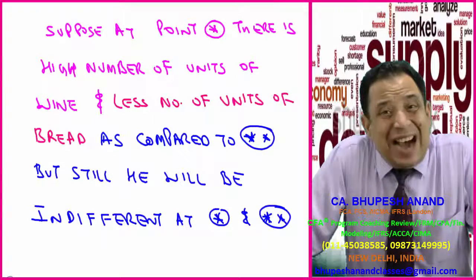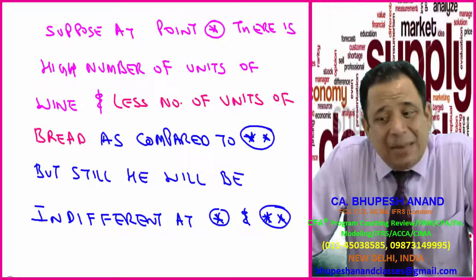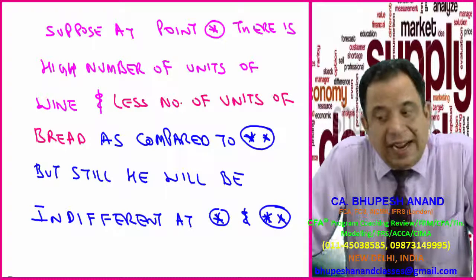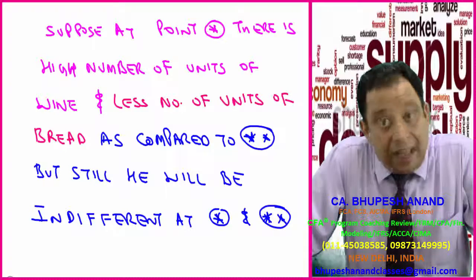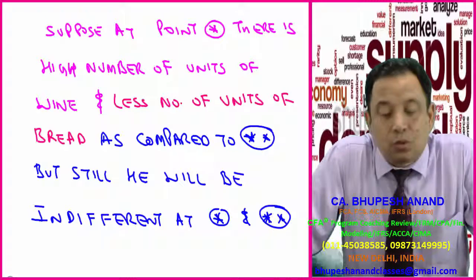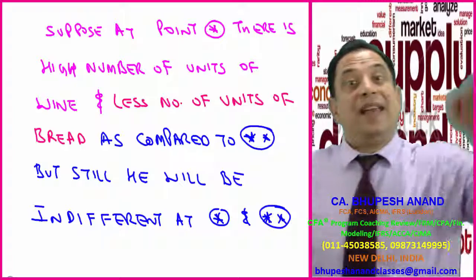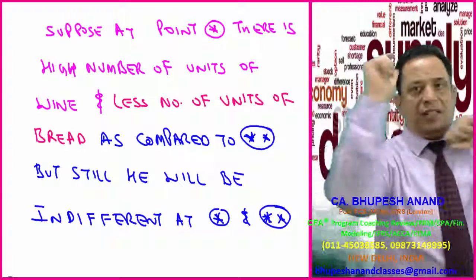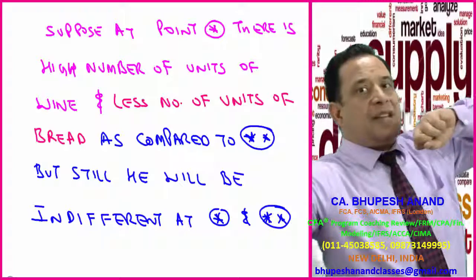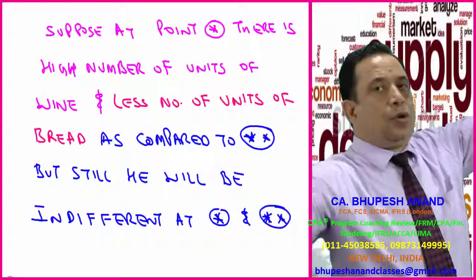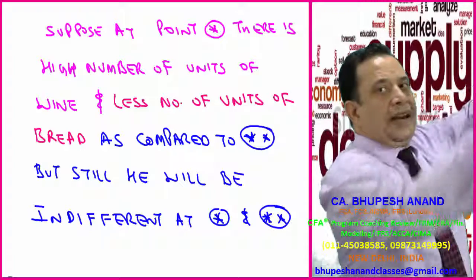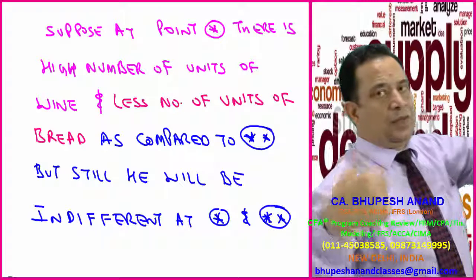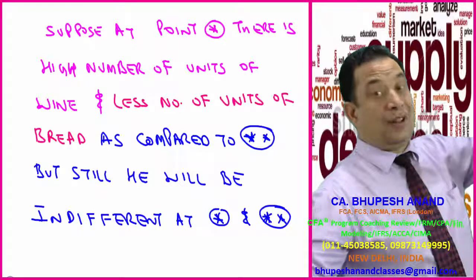Suppose at point star 1, there is a high number of units of wine, which we can directly see, and a less number of units of bread. And I have just told you, as compared to the double star scenario, when we have fewer units of wine and more units of bread, it means there are two scenarios: one is the star 1 scenario and the second is the double star scenario. In the single star scenario, there is more wine and less bread. In the double star scenario, there is less wine and more bread.